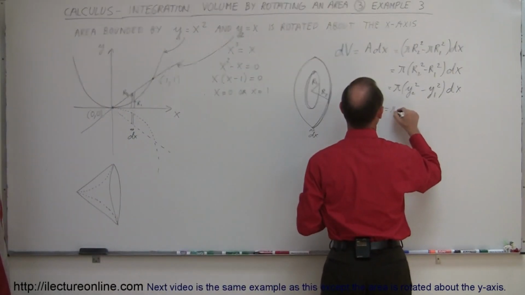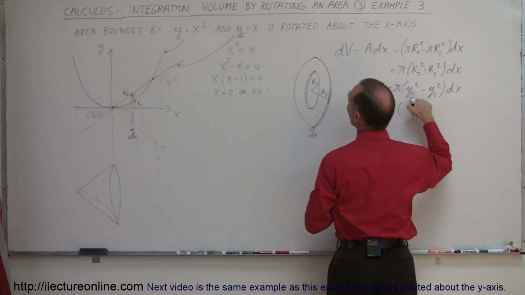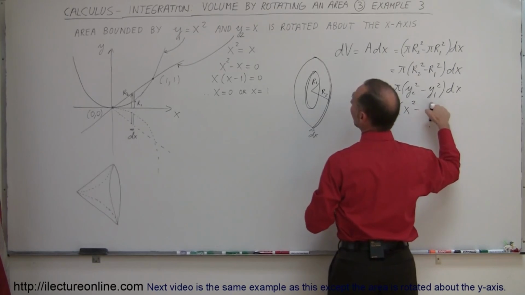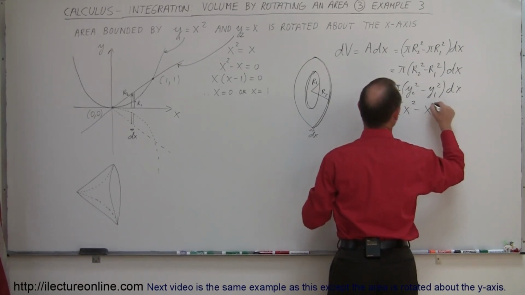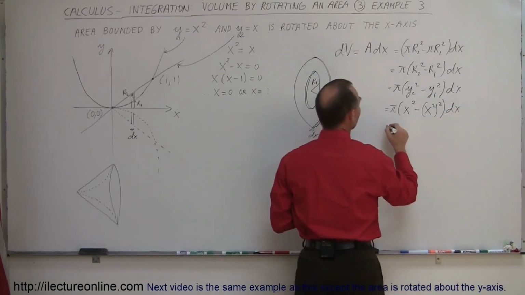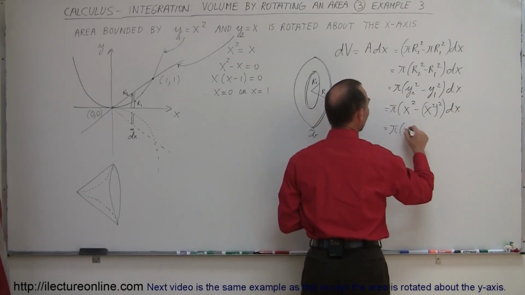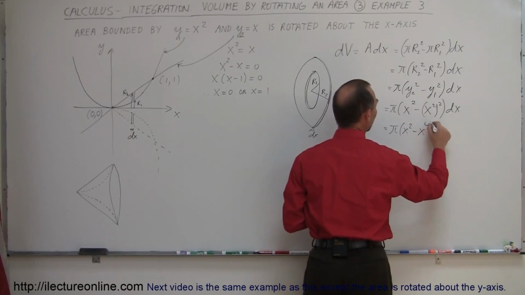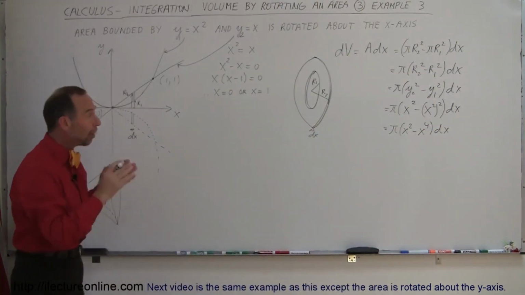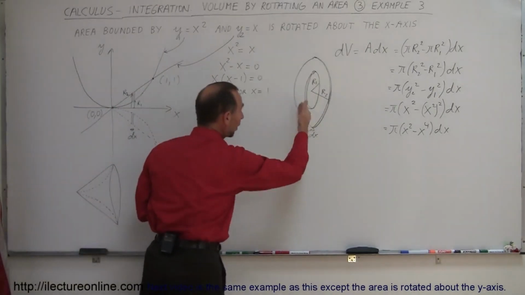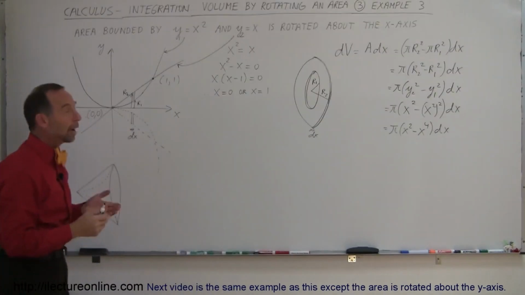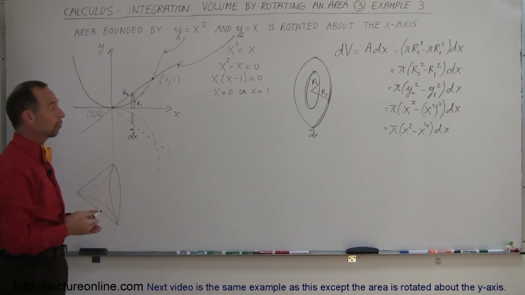So this is equal to pi times y2, which can be written as x, and that's then squared, minus y1. y1 is x squared, and of course that's squared as well, dx. So finally we can say that this is equal to pi times x squared minus x to the 4th power dx. And now we have our small dv, our small volume element, this little washer, expressed in terms of x, the x variable, and we're now able to integrate that so we can find the total volume.